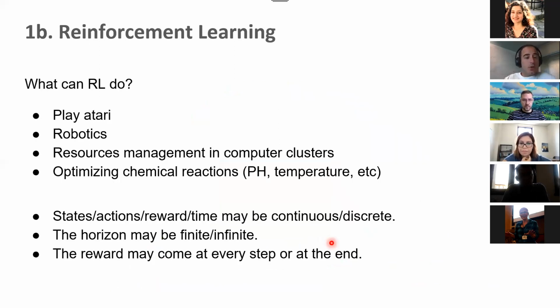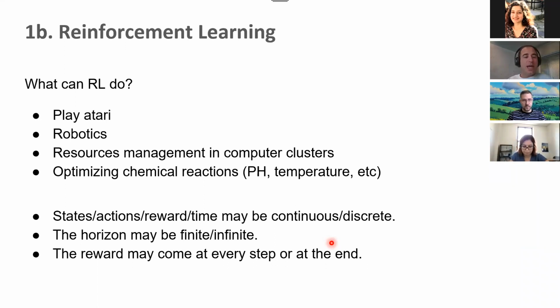So what can reinforcement learning do? Well, it could do all sorts of things. It could play computer games for you, it could play Atari, you could solve robotic problems with RL, and you could optimize things like chemical reactions and certain resources in your environment.